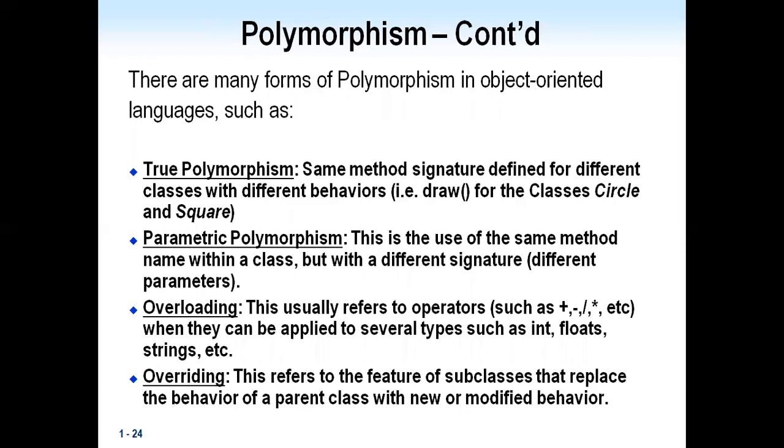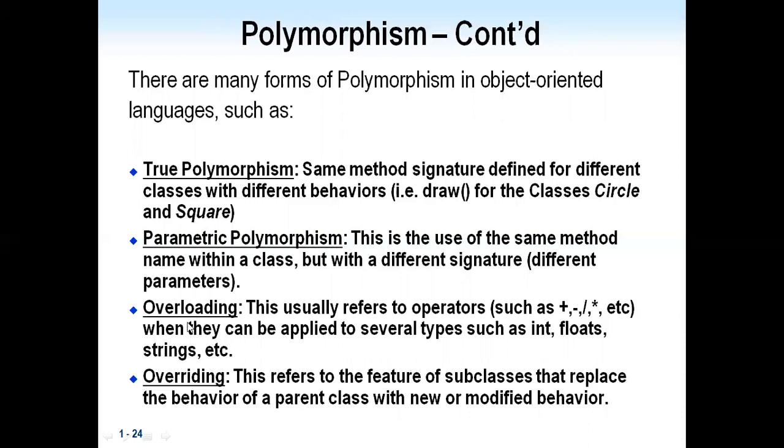True polymorphism is represented by the same method signatures defined for different classes with a different behavior. Suppose a draw. Draw is one method. It gives different behavior for the classes circle and square. Next, parametric polymorphism. This uses the same method within the class but with different signatures. It is different parameters. The parameters mean variables.